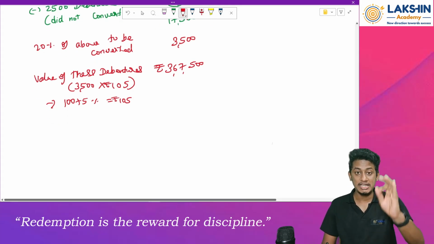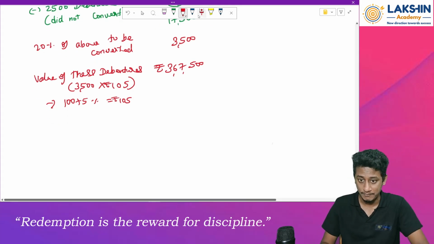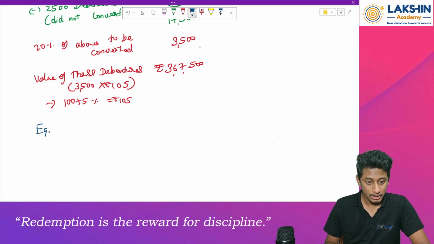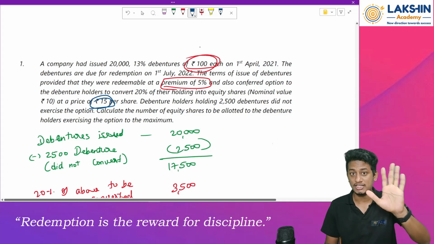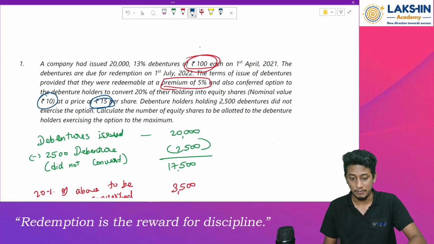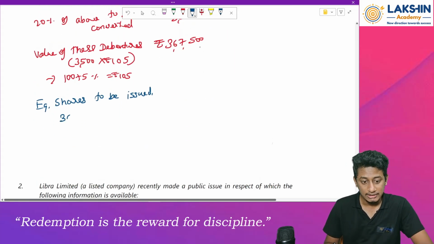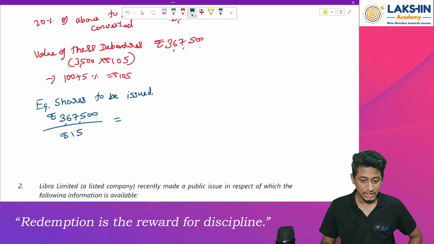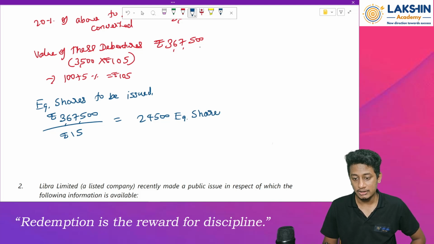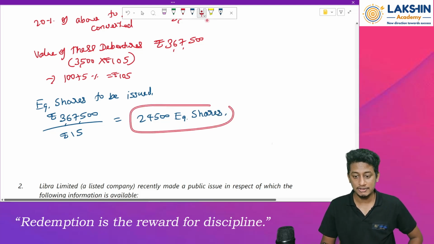Now, find out how many equity shares will be issued to them. To find out that, equity shares are to be issued at a premium, at 15 per share. So 5 rupees is the premium, right? Because the face value of the share is 10 rupees. So they will receive how many shares? 3,67,500 rupees divided by rupees 15 per share. So how much will they receive? They will receive 24,500 equity shares. Done.